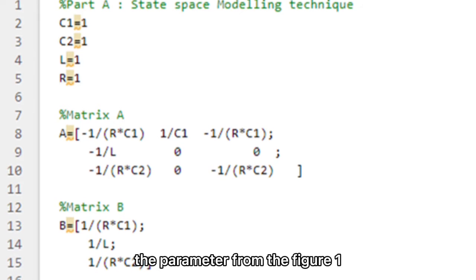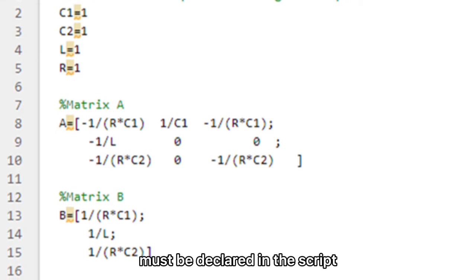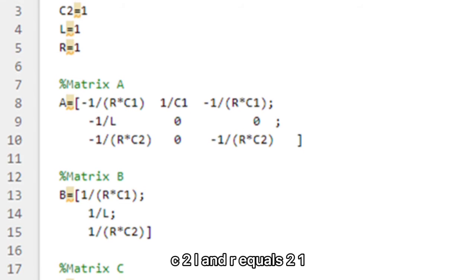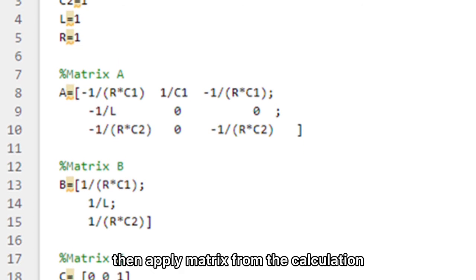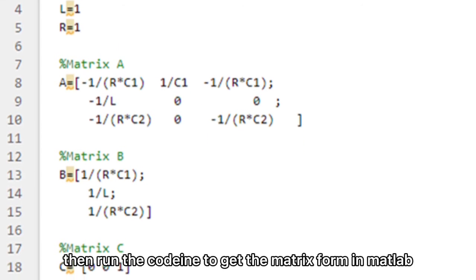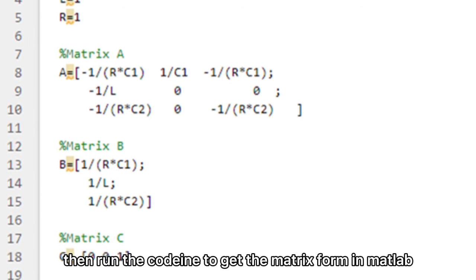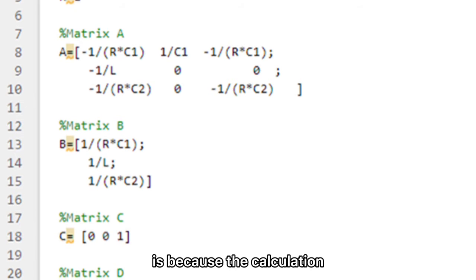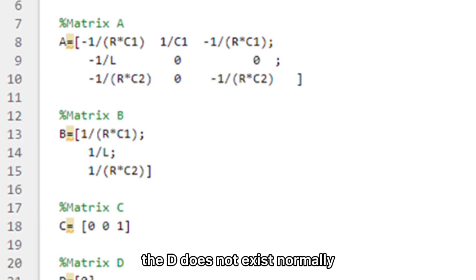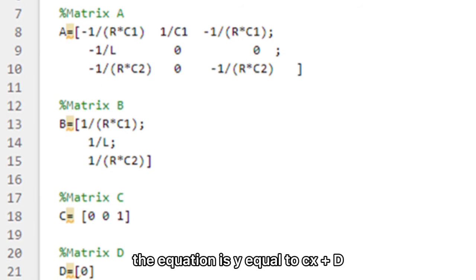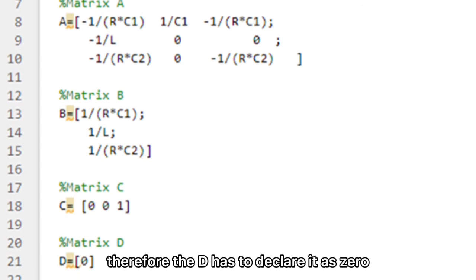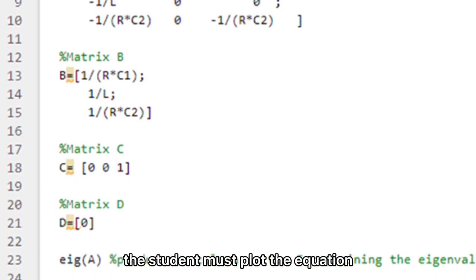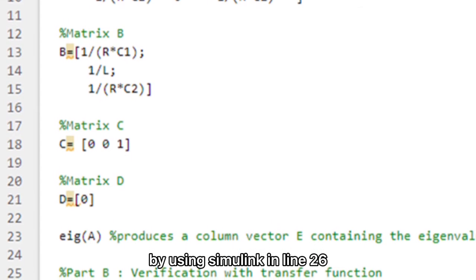For part A, the parameters from figure 1 must be declared in the script, which are C1, C2, L and R equal to 1. Then apply the matrices from the calculation, which are A, B, C and D. Then run the code to get the matrix form in MATLAB, which is shown in the command window. The reason D is 0 is because in the calculation, D does not exist. Normally the equation is y equals Cx plus D, therefore D has to be declared as 0. After obtaining the matrices, the student must plot the response by using Simulink.